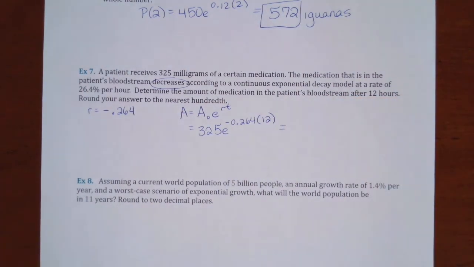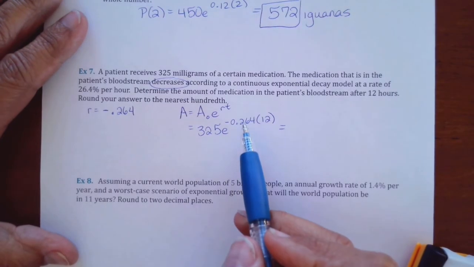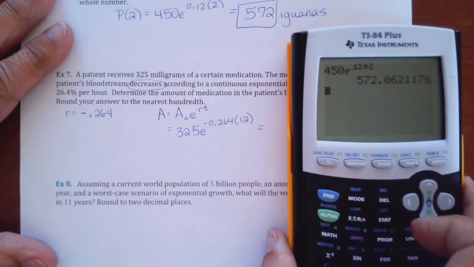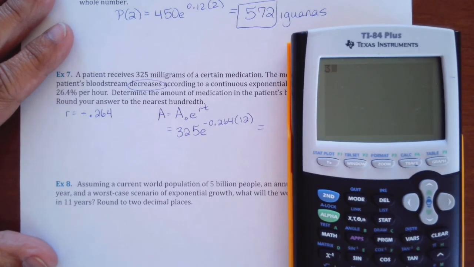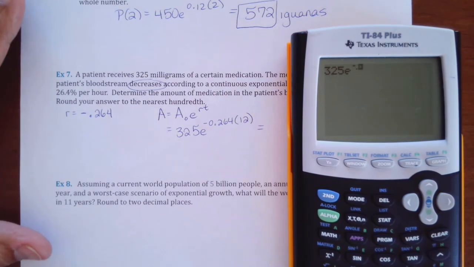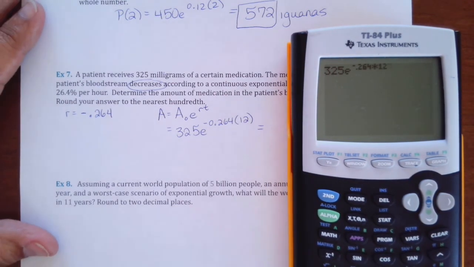This one is just straightforward. We're looking for how much is left. Now think about it. Since the rate is negative, our answer better be less than 325. Otherwise, we did something wrong. So 325e to the negative 0.264 times 12. That's what it looks like.